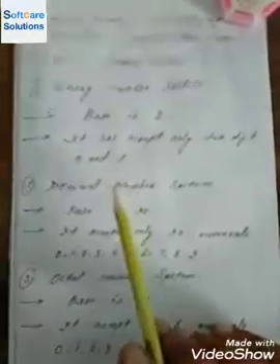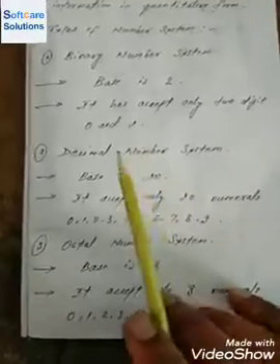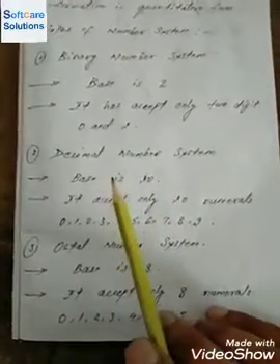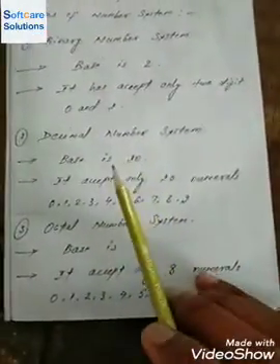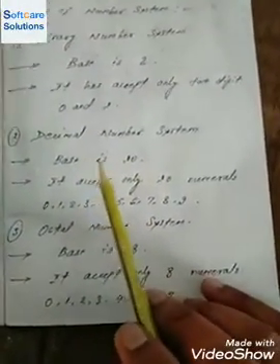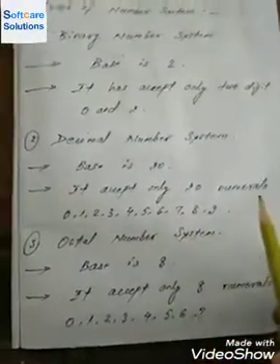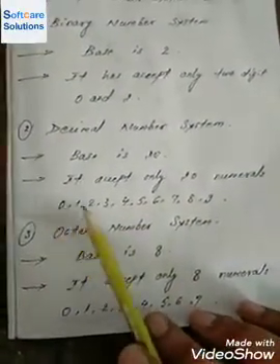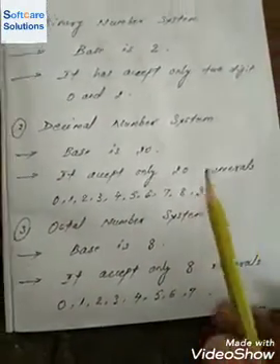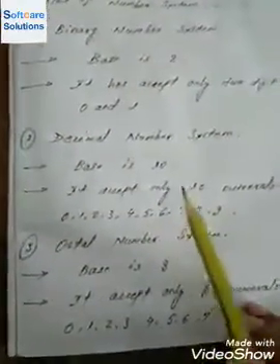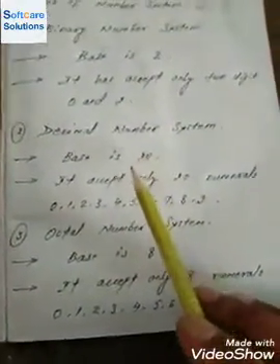Now the second number system is the decimal number system. We know that decimal numbers are generally used in our mathematical terms. In the decimal number system our base is 10, and it accepts only 10 digits, that is 0, 1, 2, 3, 4, 5, 6, 7, 8, 9. Only these 10 digits we accept in our decimal number system and the base is 10.